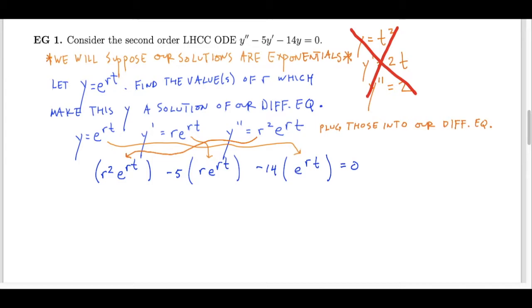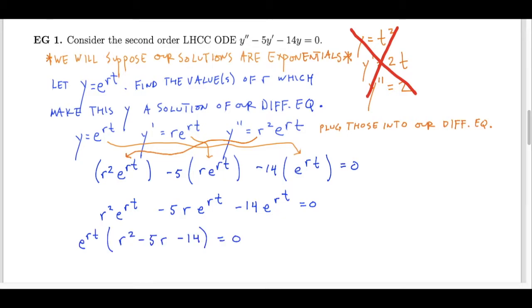Now I can clear out the parentheses. And unsurprisingly, there's an e to the rt in each term, so I can factor that out. And now we know that this e to the rt component is never equal to 0. So no matter what r is, and for all possible values of t, this component is never equal to 0. So I have two things that are multiplied to equal 0. This one is not equal to 0, so that implies that this second factor, which in this case is this quadratic, must equal 0. So that leads me to solve a simple quadratic equation.